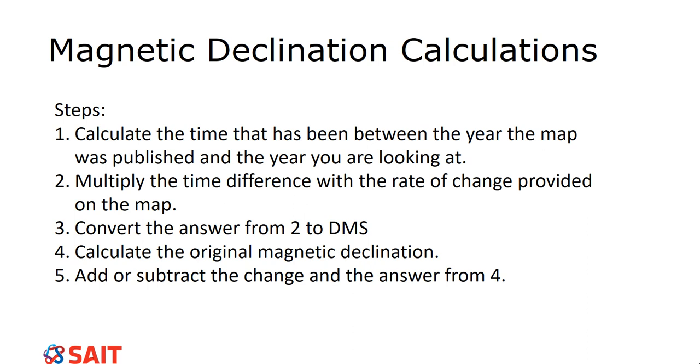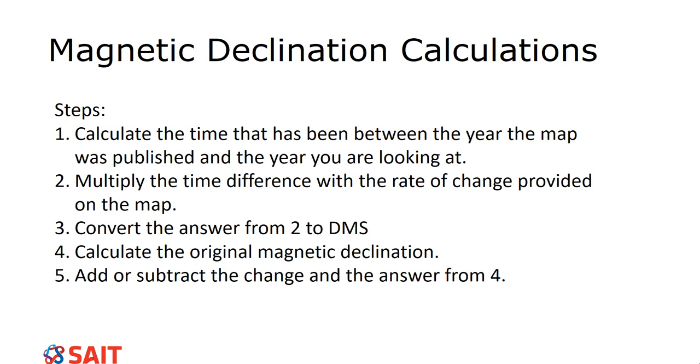So, magnetic declination calculations. What is this? This is how we get from each north to the next one. The thing is, again, the magnetic north is always changing, so we need to keep in mind the time from when the map was published to when you're actually doing the calculation. So this is really important when you go forward with these calculations.